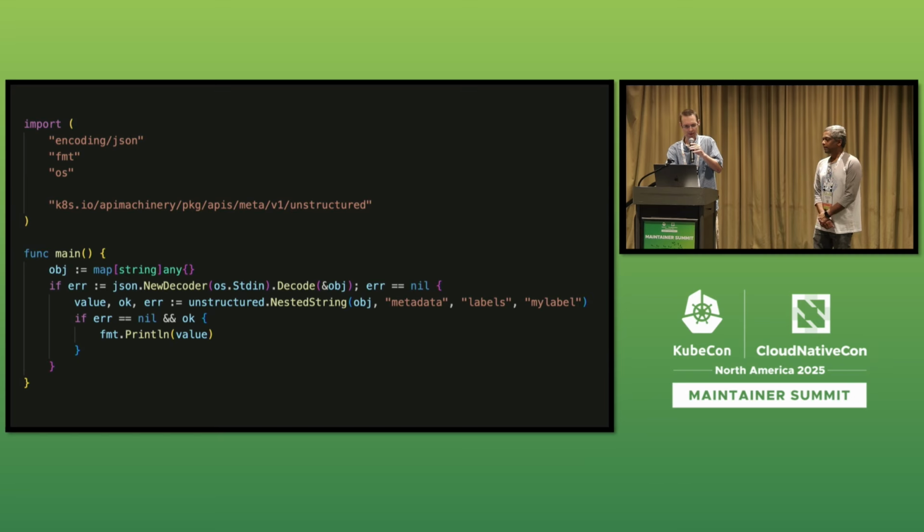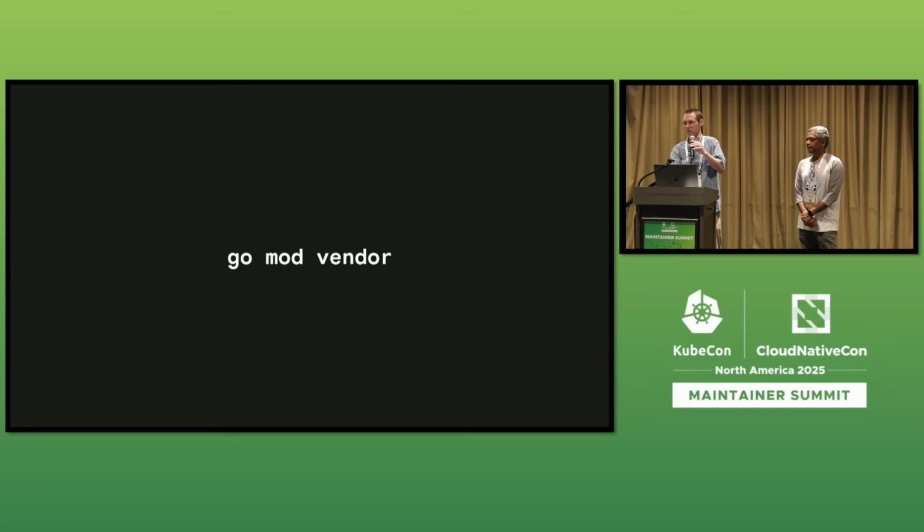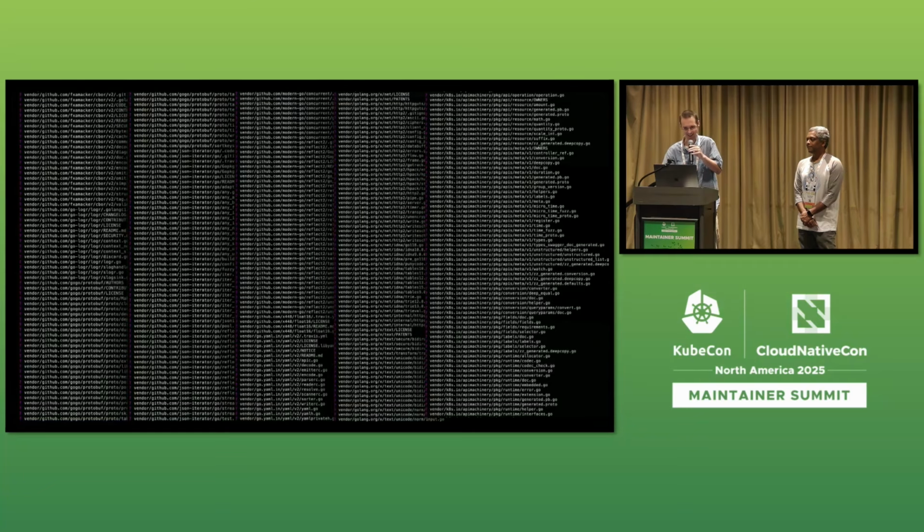Here's another example. Unstructured. You're decoding into an unstructured object, and there's a helper function that lets you traverse it and pull out some keys. It's just a helper function. How bad could it be? Let's go mod vendor again. This one's even worse, actually. I tried to get it all. I couldn't even get it in. This goes on for like 5 more pages.